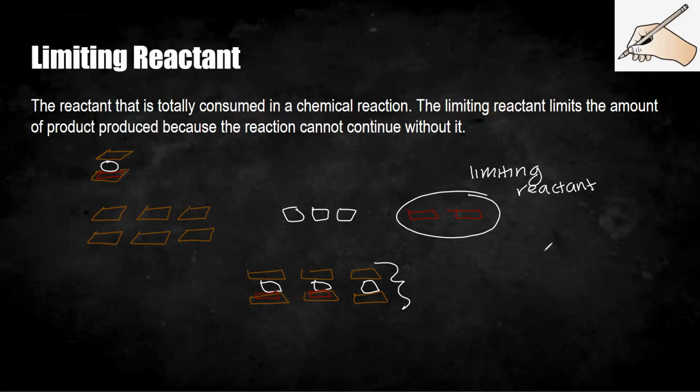Some of you may like s'mores without chocolate, but in this example, we're going to say that we cannot make a s'more without a piece of chocolate. So our limiting reactant that is preventing us from making more s'mores or continuing on with that chemical reaction, that creation of a s'more, is the chocolate.